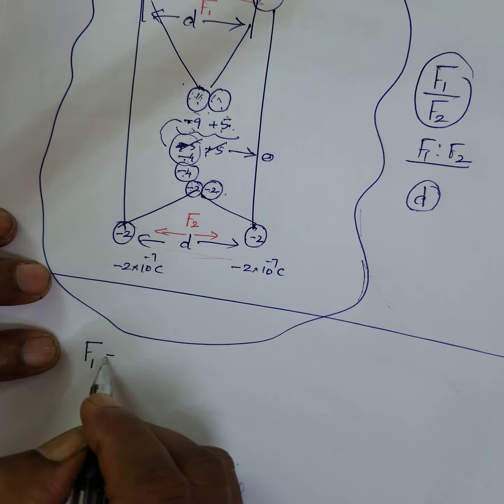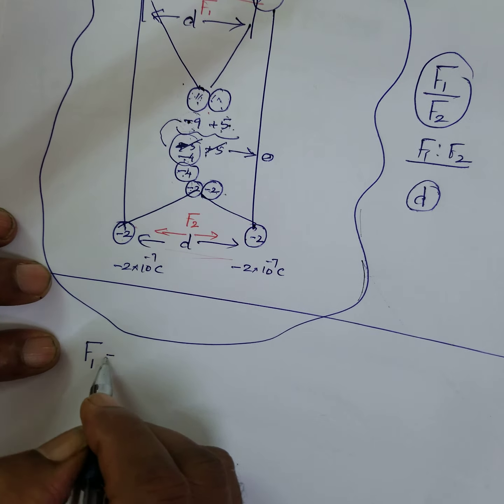This is Q1, Q2, D square. Then this is K. Q1 is minus 9 into 10 to the power of minus 7, then plus 5 into 10 to the power of minus 7, by D square. Correct? Let it be like this.